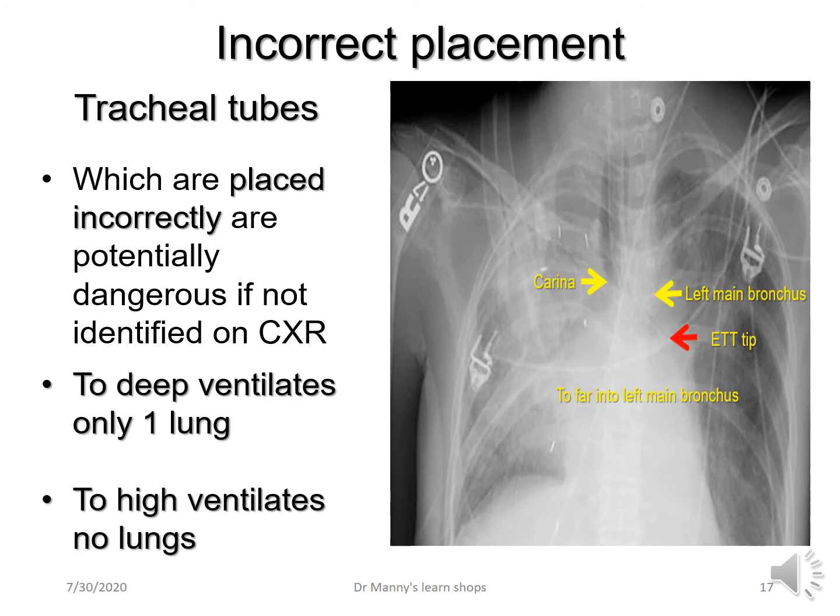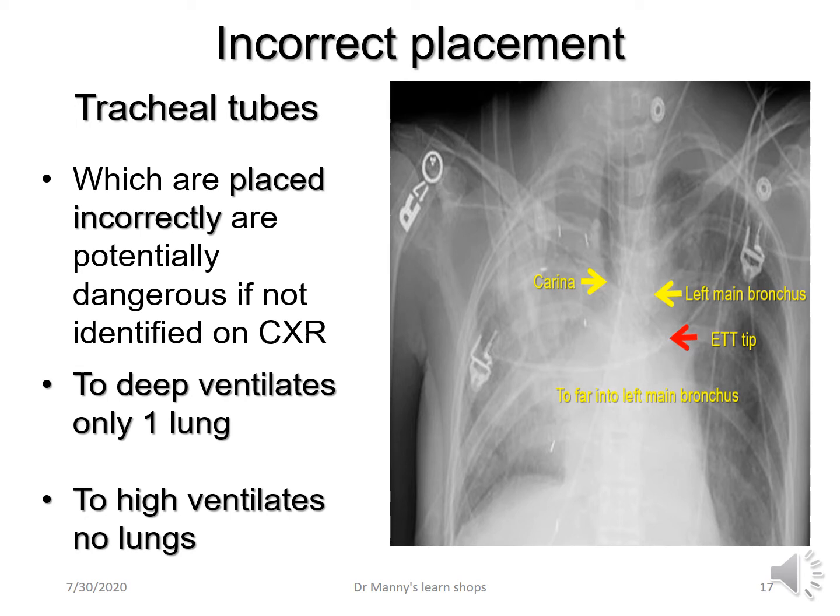Incorrect placement is potentially dangerous. If it's too high, it will probably be above the vocal cords, which means the tube won't be doing what it's supposed to do and you won't be able to ventilate the lungs. If it's in too deep, it may go into the right main bronchus, typically, or the left main bronchus, and that will only ventilate one lung.